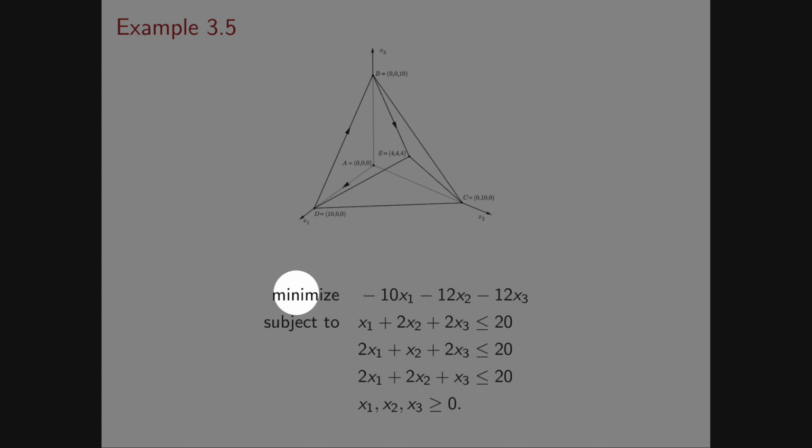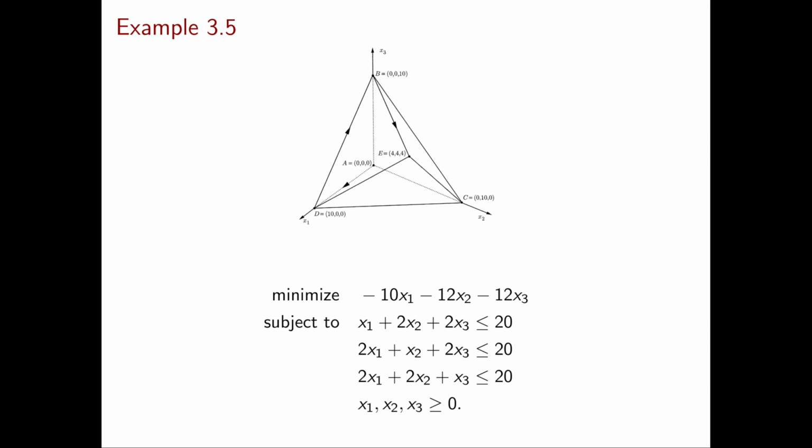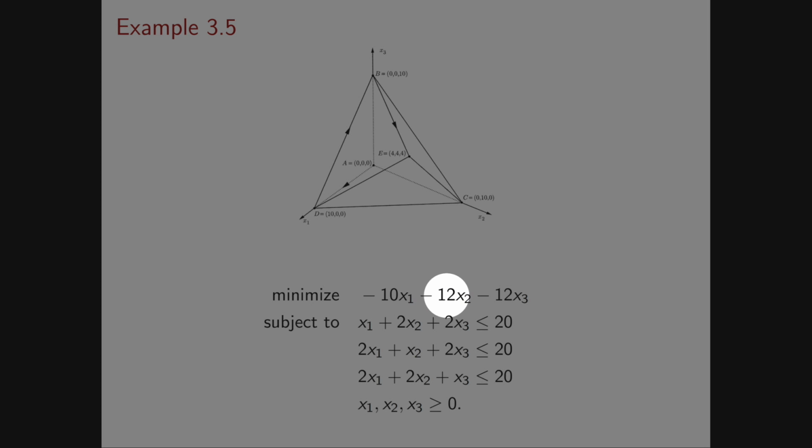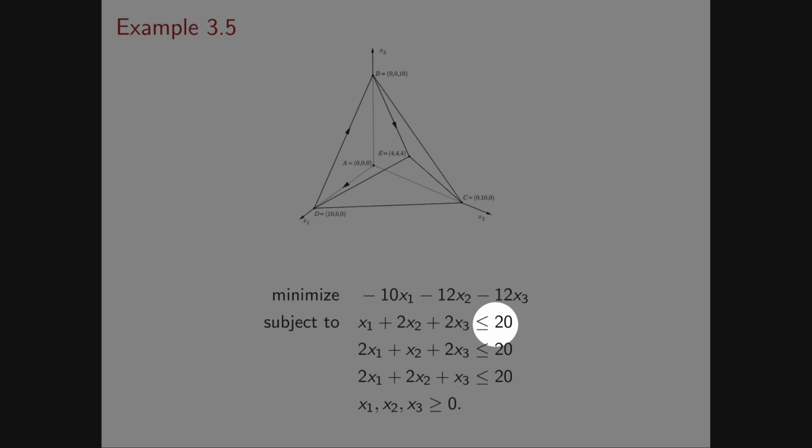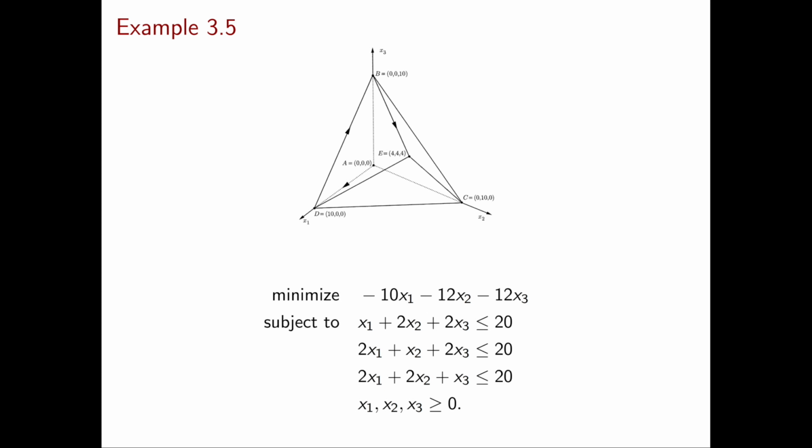This is the linear programming problem that we consider in this example. So we minimize minus 10x1, minus 12x2, minus 12x3. The constraints are x1 plus 2x2 plus 2x3 less than or equal to 20, 2x1 plus x2 plus 2x3 less than or equal to 20, 2x1 plus 2x2 plus x3 less than or equal to 20, and x1, x2, x3 greater than or equal to 0.